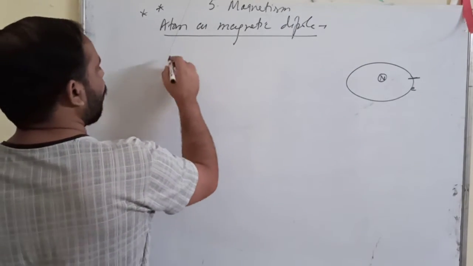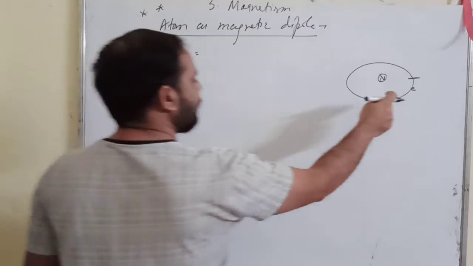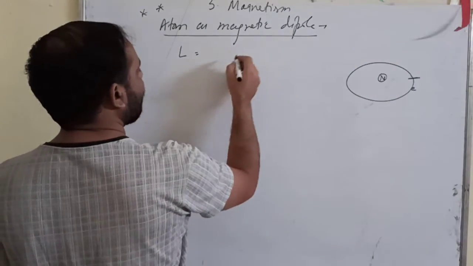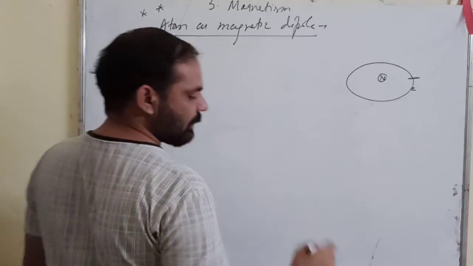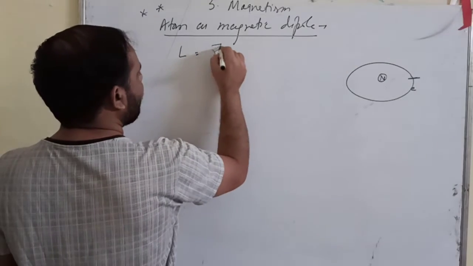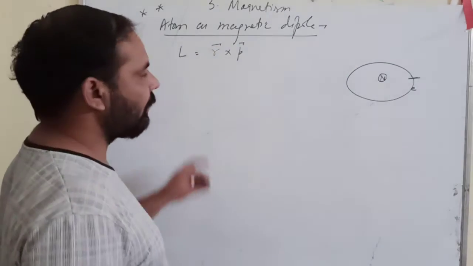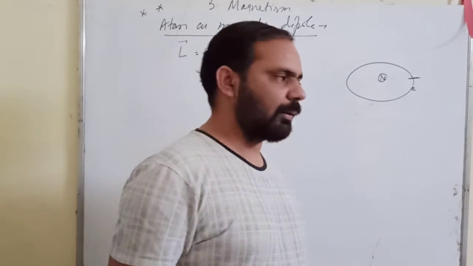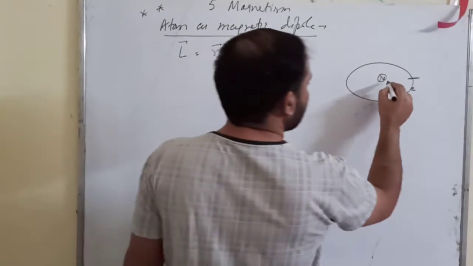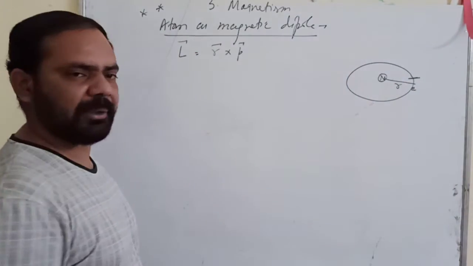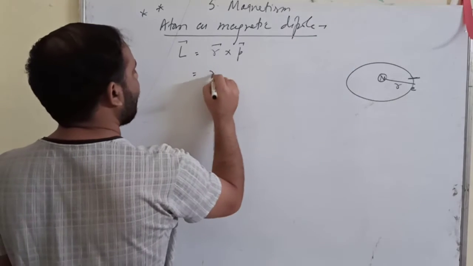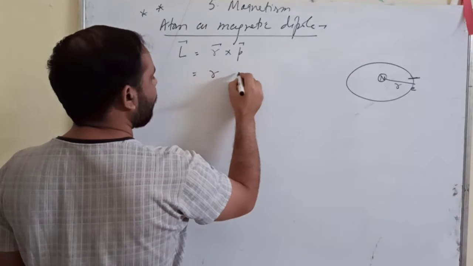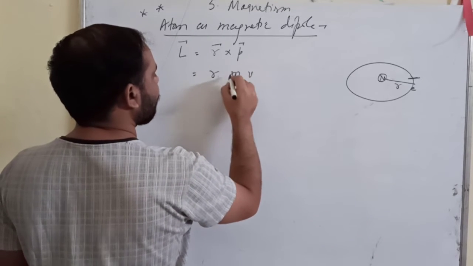First of all, what will be the angular momentum of this electron? This electron is revolving around the nucleus. We have the formula for angular momentum: angular momentum L vector equals r vector cross p vector. Now what is r? r is the radius of the orbit of the electron. And this p vector is p equals mv, so you can write mv, right?